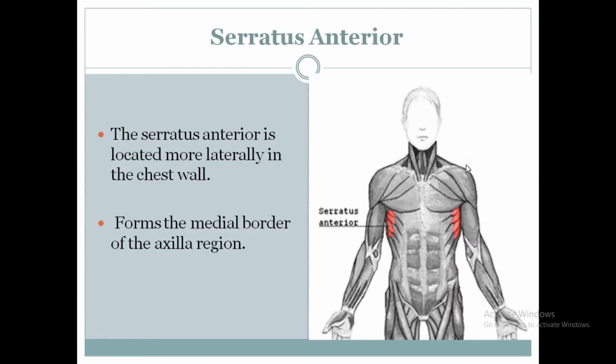Serratus anterior muscle. The serratus anterior muscle is located more laterally in the chest wall. You could see the serratus anterior muscle, which lies in the lateral part of the chest wall. It forms the medial border of the axilla. We have discussed that the anterior wall of the axilla is formed by the pectoralis major and the pectoralis minor muscle, whereas the medial border of the axilla is formed by the serratus anterior muscle.